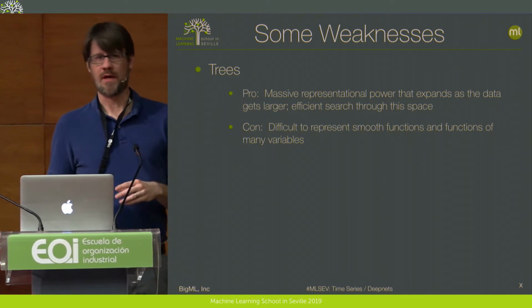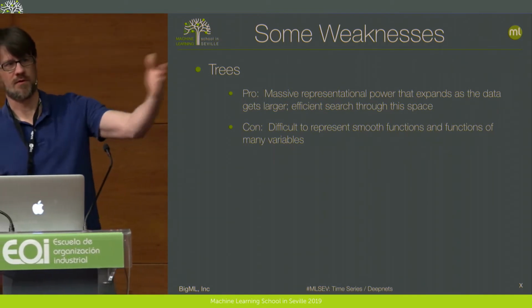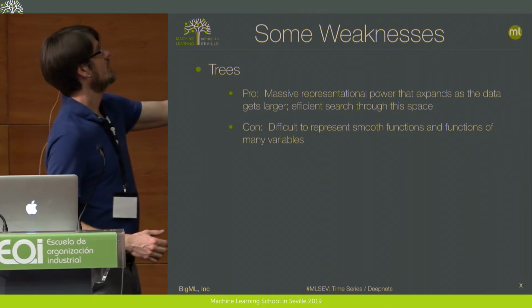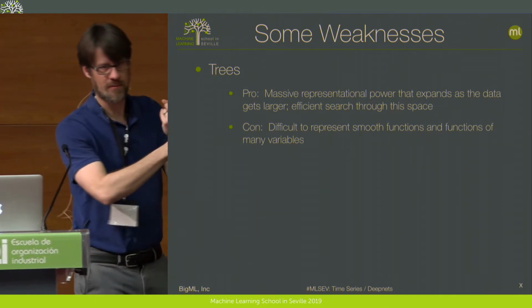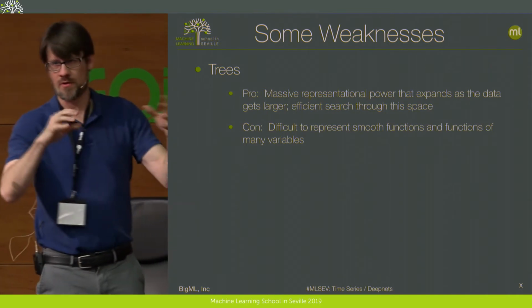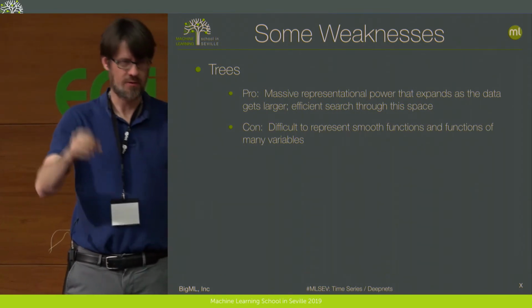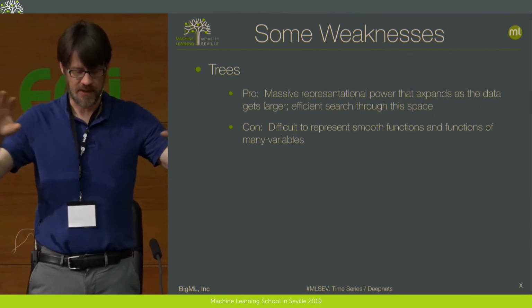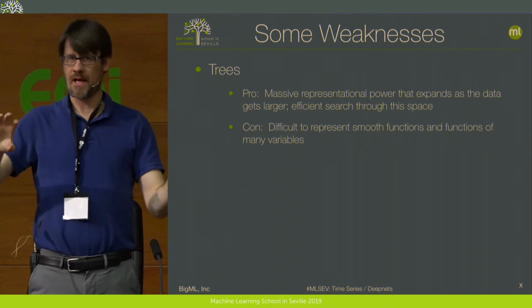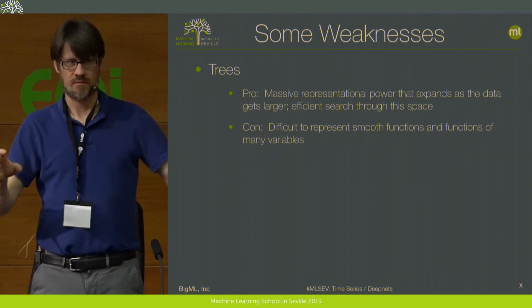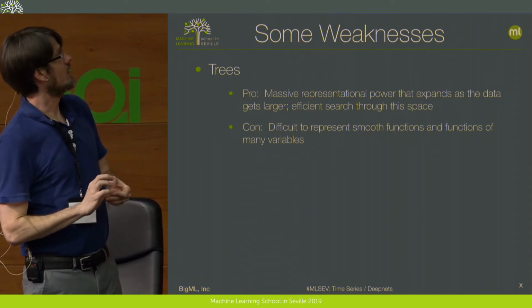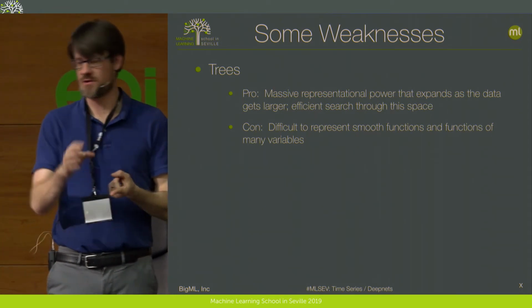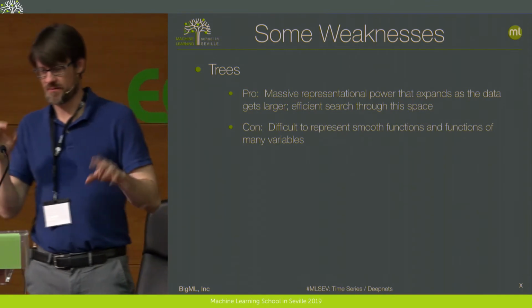So how do we motivate deep neural networks? How do we say, okay, this is how they're different from all other learning algorithms? Well, let's think about trees first. Trees, as we said before, have massive representational power, right? As you plow data into trees, they can split and split and split, and they can grow to accommodate any sort of prediction surface, any sort of decision surface that you have. So that's super nice. They're also really fast at searching through this space of possible splits.